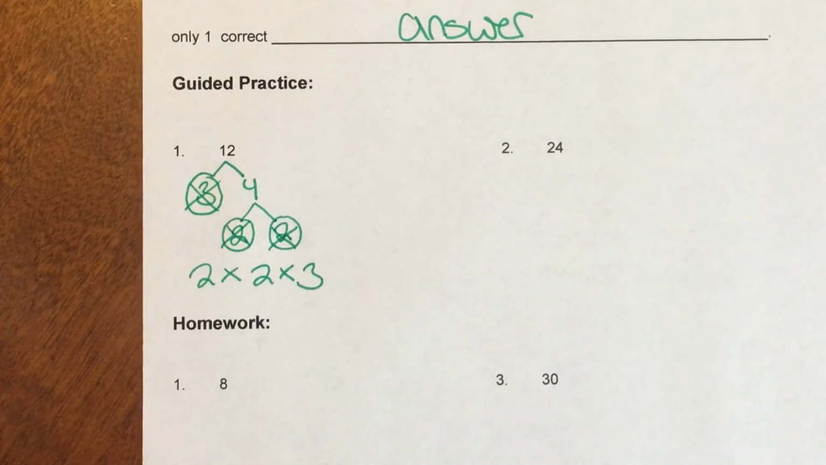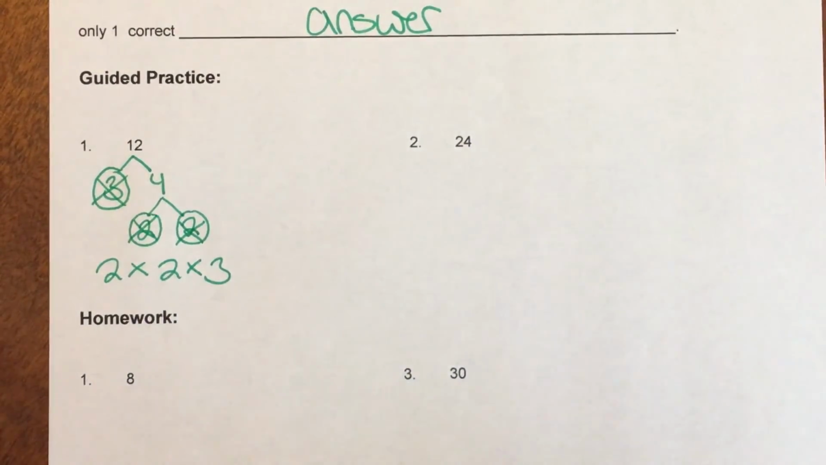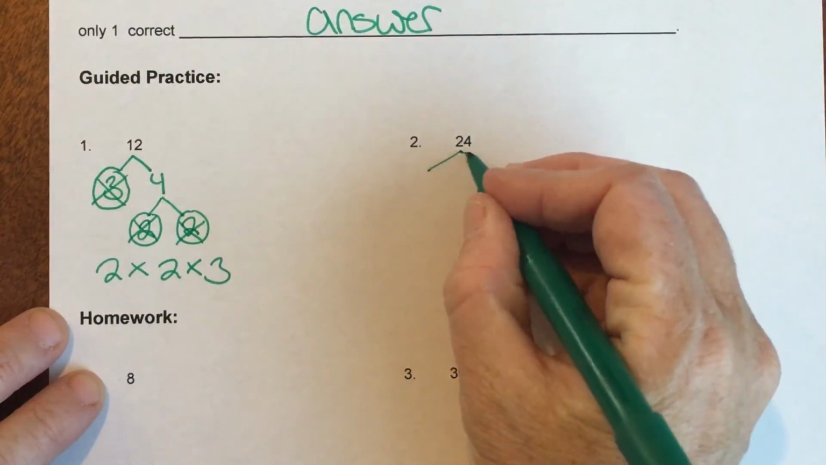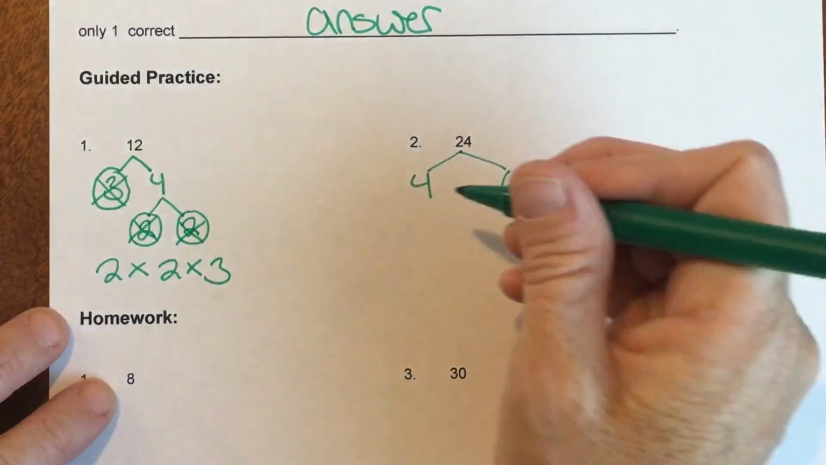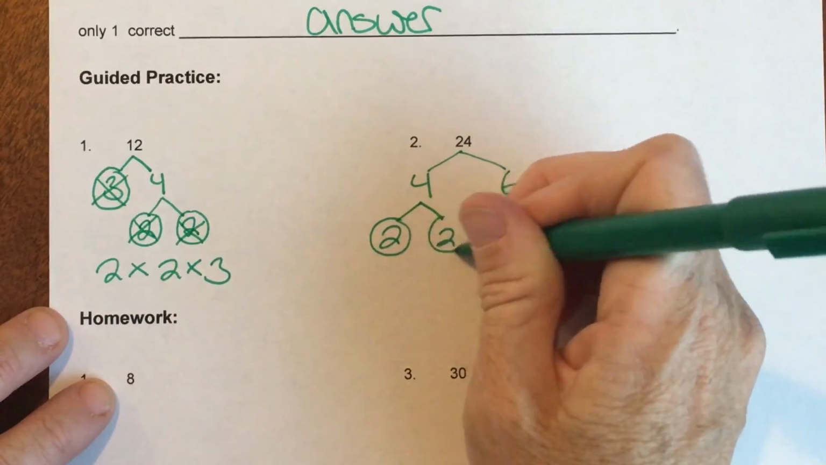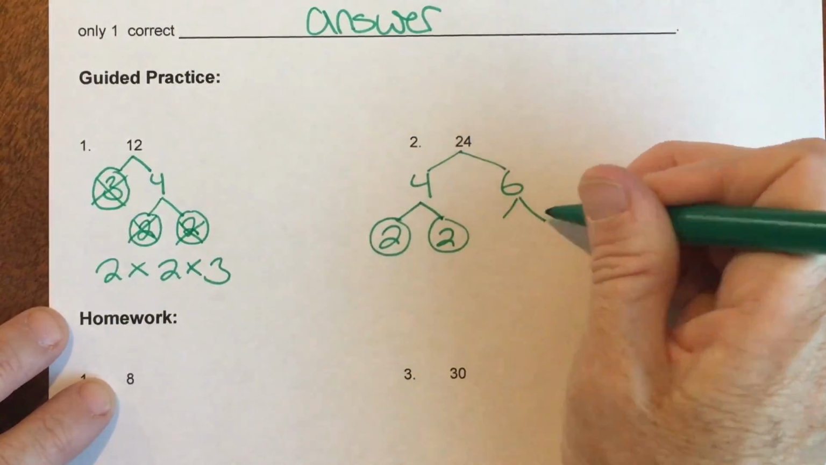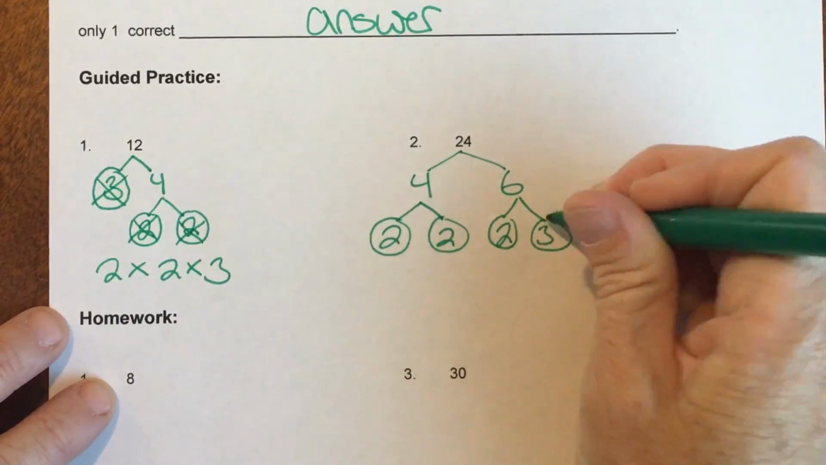That is my answer. Okay, 24. We could not do 1 times 24, but we could do 2 times 12. We could do 3 times 8. We could do 4 times 6. I think I'll go with 4 times 6. So 4 I could say is 2 times 2. And 6 I could say is 2 times 3.